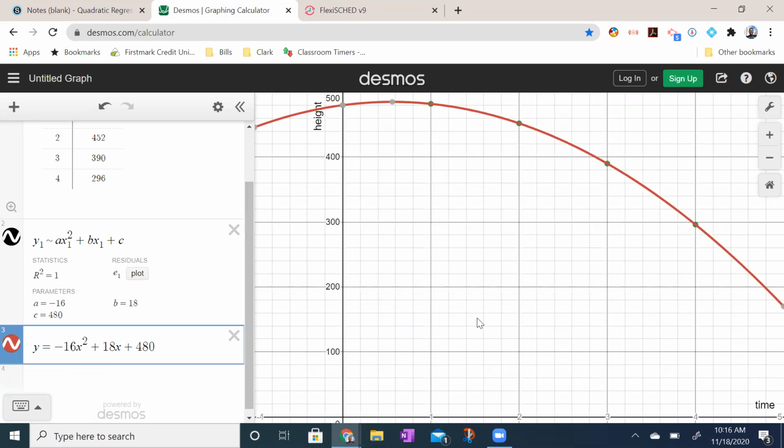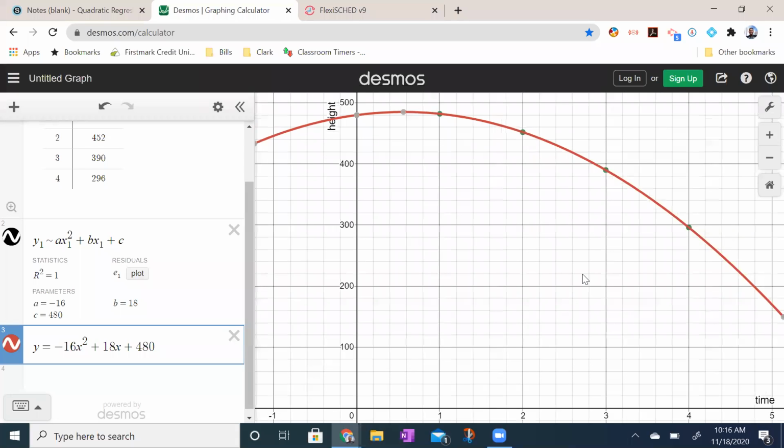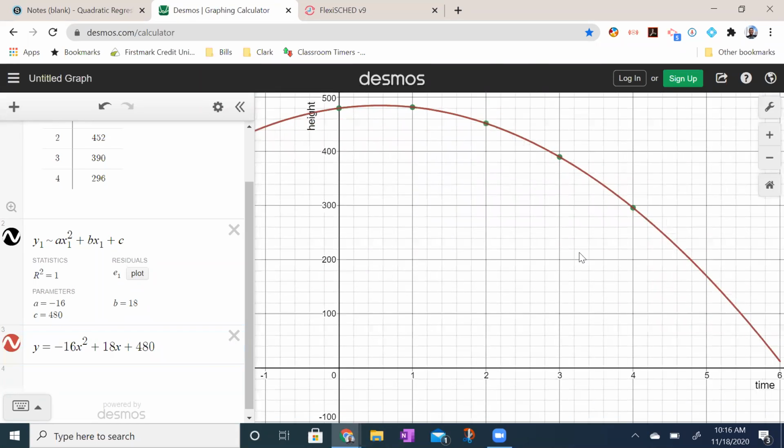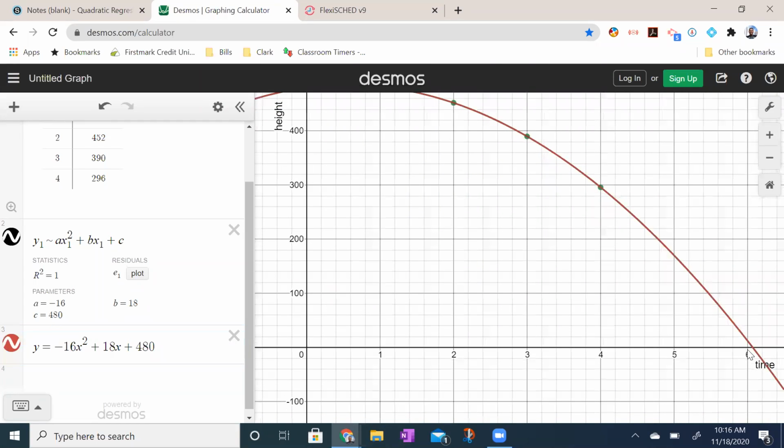All right, so let's answer some questions. Part B says, after 6 seconds, what will Braden's height be? So if we look down here, we're at 4 or 5 seconds. So we need to zoom out a little bit. And then if we look at 6, there's 6 seconds. We want to find out this height.